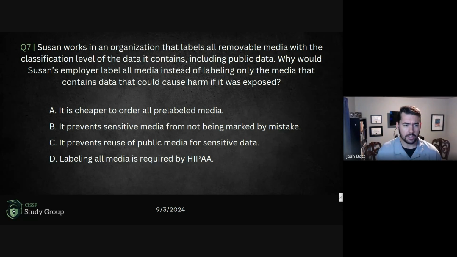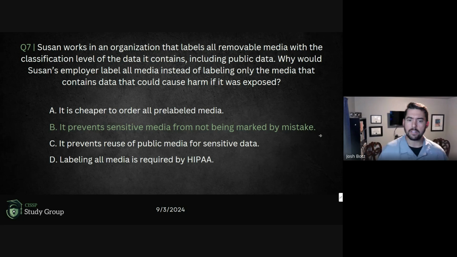You can have a header at the top of your documents. You know what a printed document's classification level is. You can have your emails flagged that way. You just hit a drop down and select your classification level. It's not a cost. Prevents sensitive media from not being marked by mistake. Great job. I'll fast forward here. Just about all of you got that right.